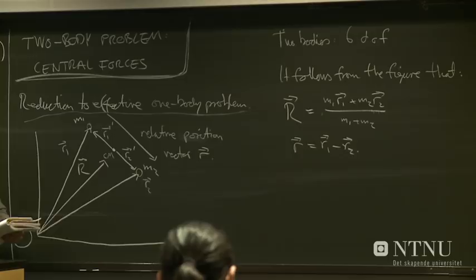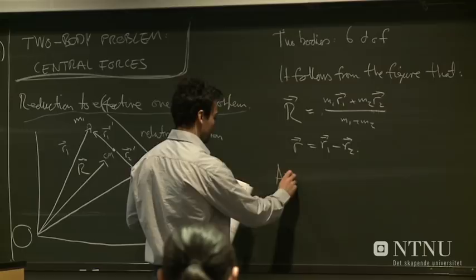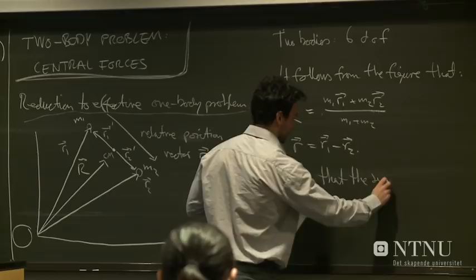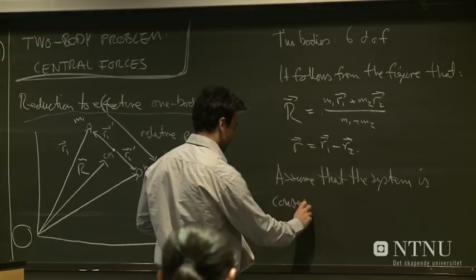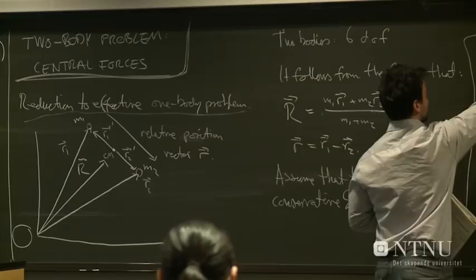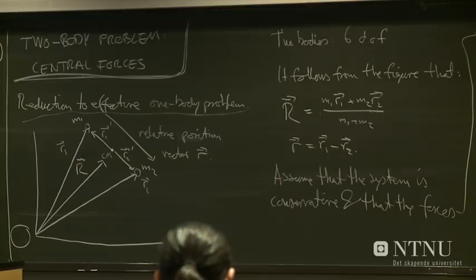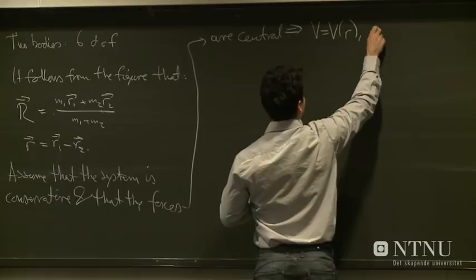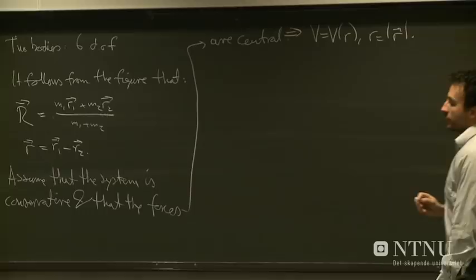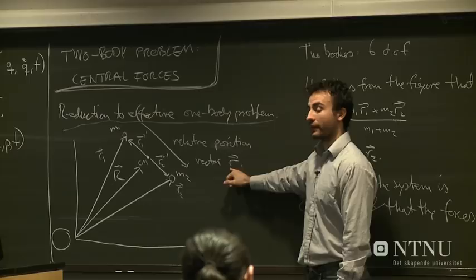So as mentioned, we're going to concern ourselves with central forces. So we assume that. We also assume that the system is conservative. If we make these assumptions, it follows that the potential energy may be written as a function solely of this relative position vector, and moreover, solely as a function of its magnitude. So all that matters is the distance between these two particles.